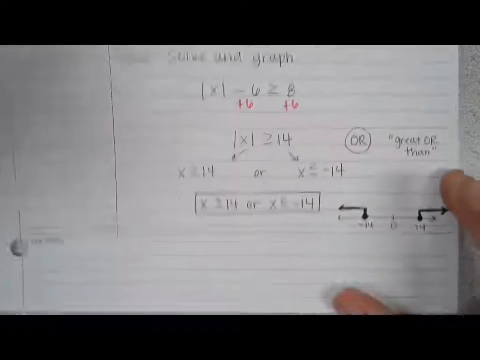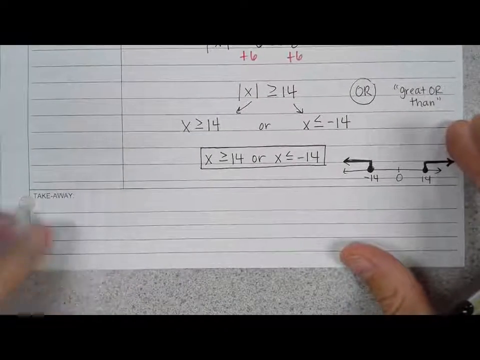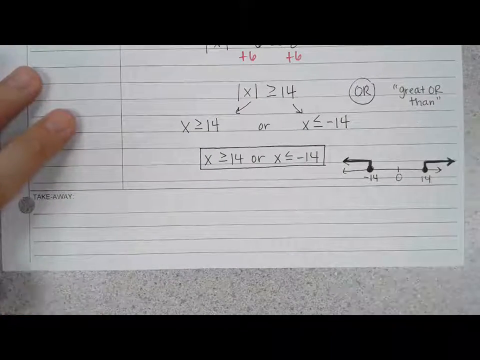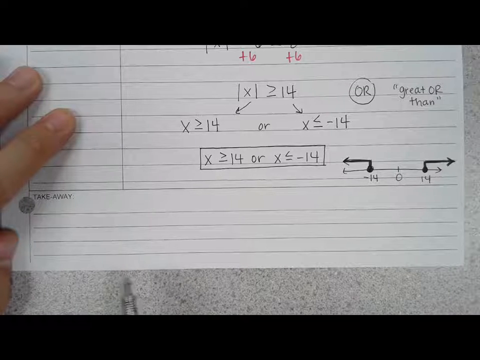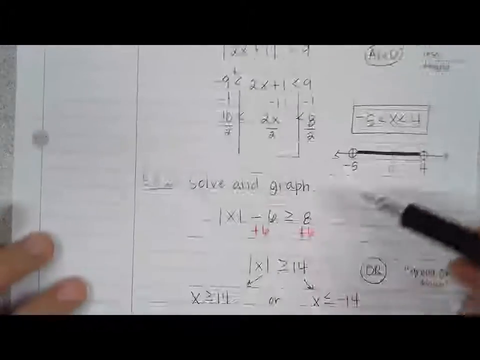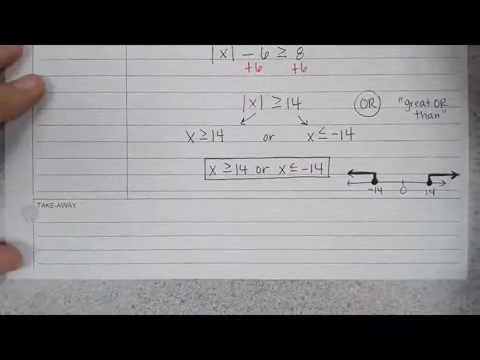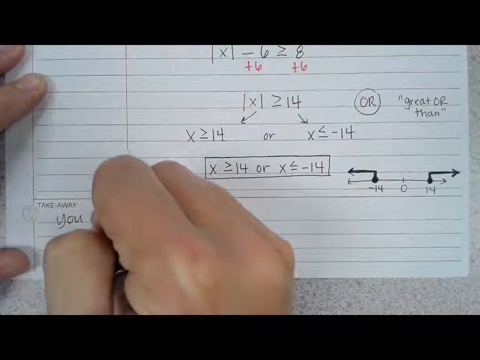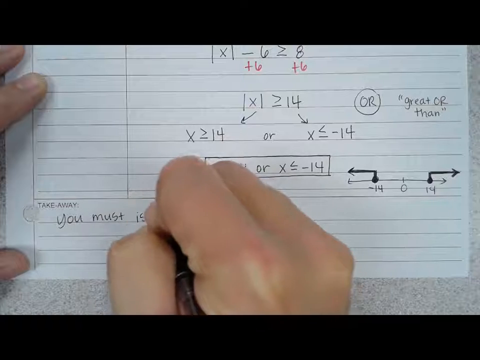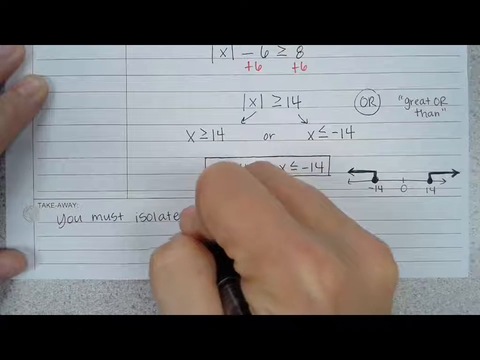If we were going to write a one-sentence takeaway right here that would sum up what happened on this day's notes as compared to yesterday's notes: today's notes were the same as yesterday's, except we had to do the red part first. And so a way that you could write that down as a takeaway says, you must isolate the absolute value bars.